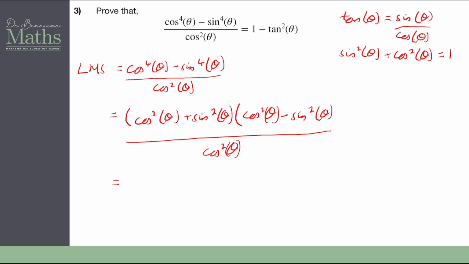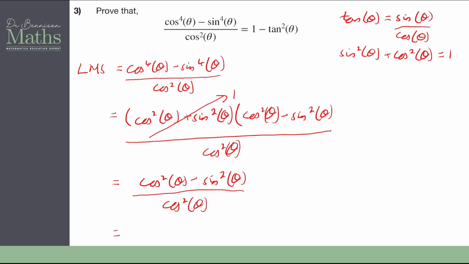So using the fact that cos squared theta plus sine squared theta is 1, this first bracket goes to 1. So we end up with cos squared theta minus sine squared theta all over cos squared theta. Simplifying then, we've got cos squared theta over cos squared theta, and I've run out of space going down, so I will naughtily go to the side. So we get minus sine squared theta over cos squared theta.